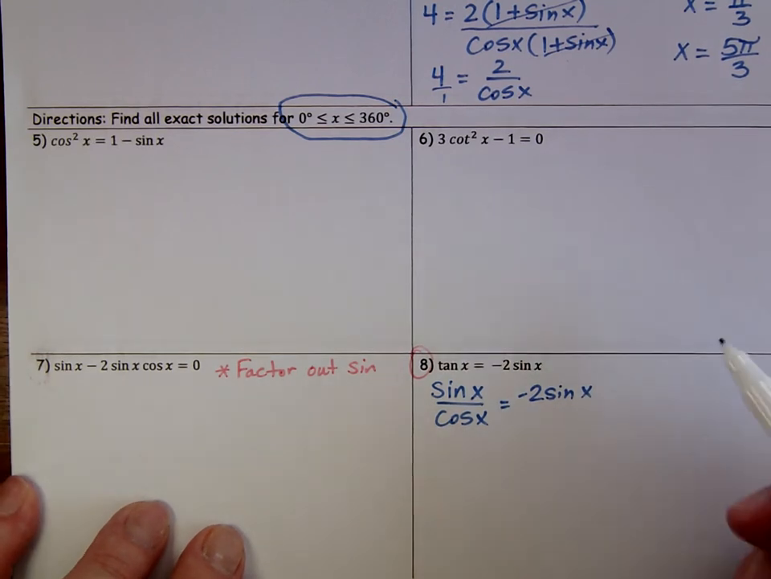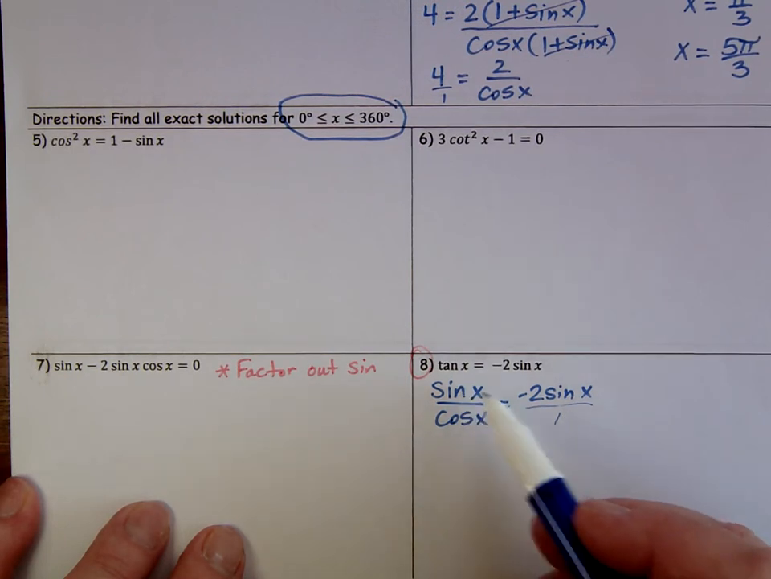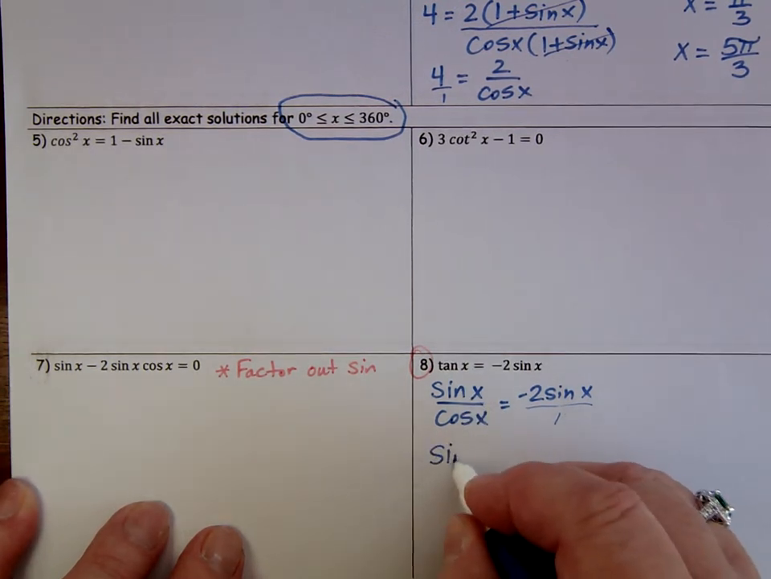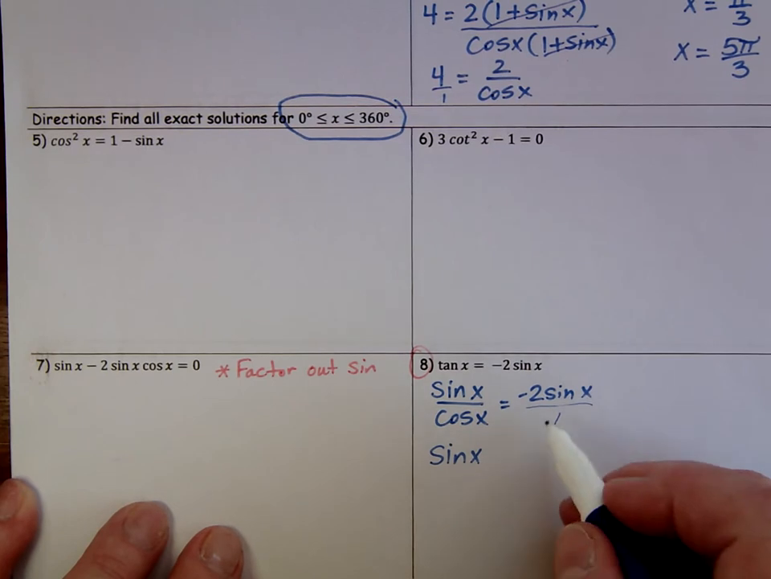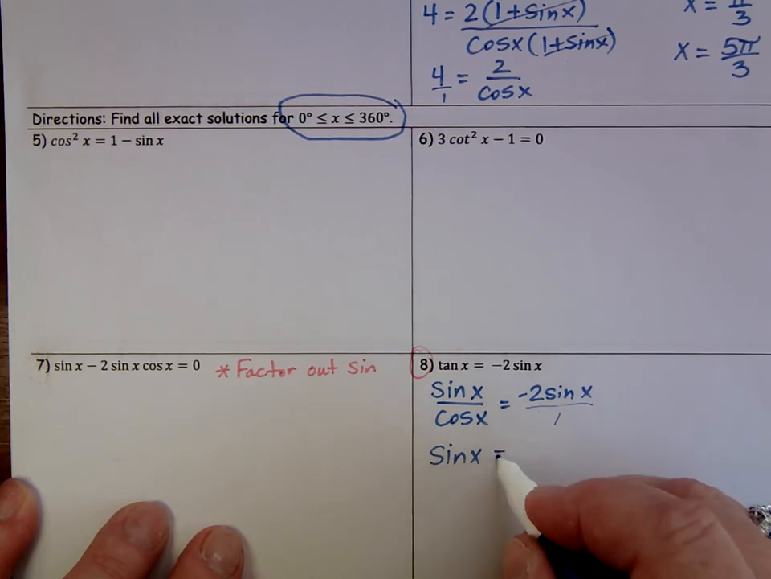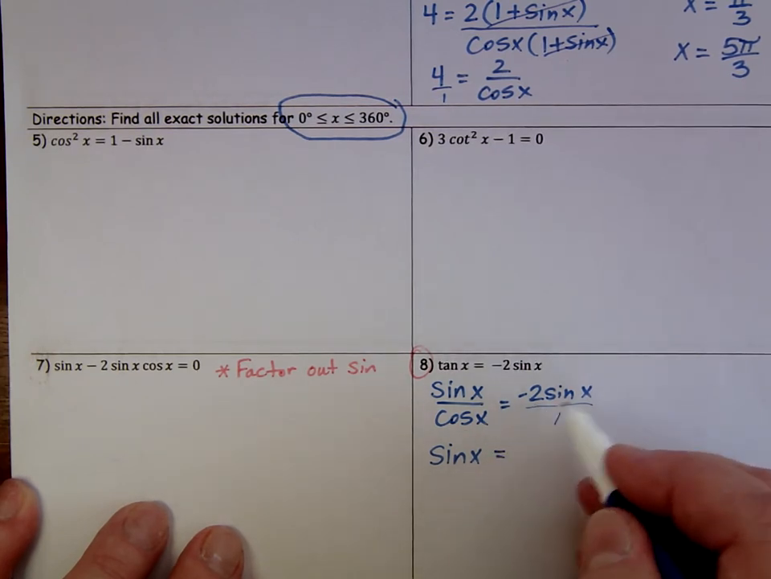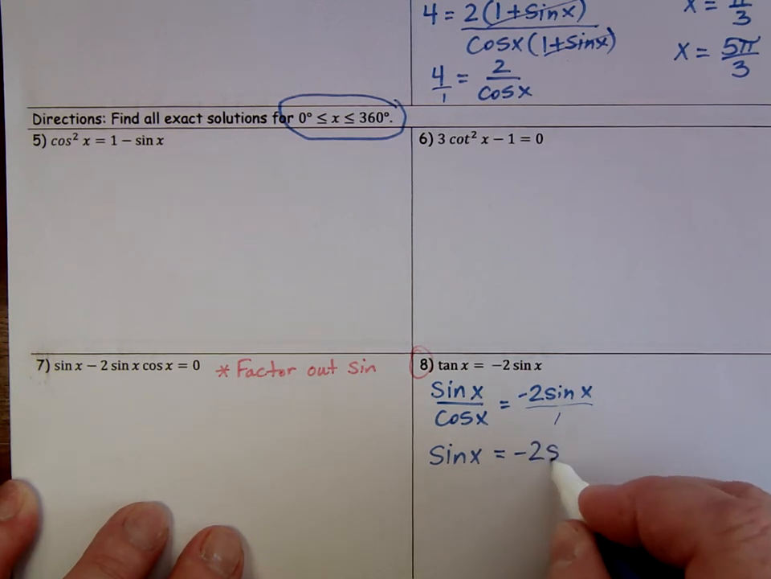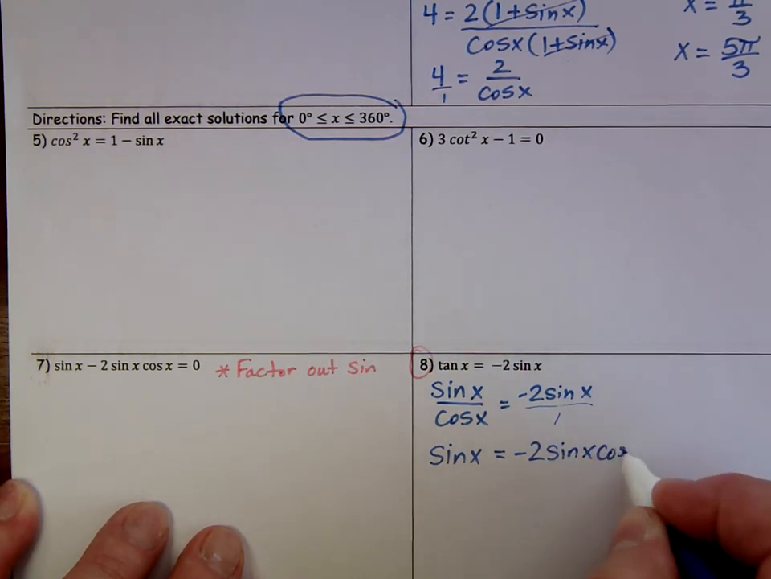Now, you know I'm a fan of cross multiplying, so let's try that with this one too. I have a sine times 1 is sine, and I have a negative 2 sine times cosine. I can't combine anything, it's just going to be a negative 2 sine cosine.